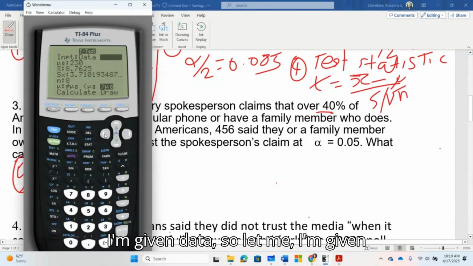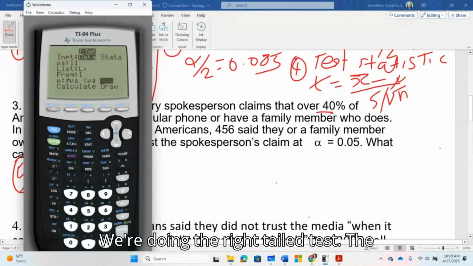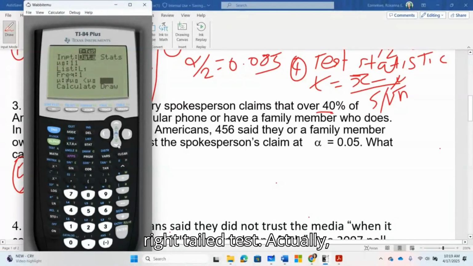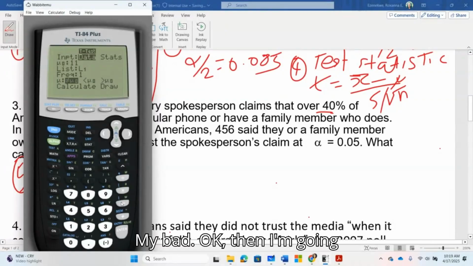Okay, what am I given? I'm given raw data. What is the mean of that raw data? The mean is 11. And what is the list? The list is L1. Is it raw data? Yes, it's raw data. We are doing the right tail test. Actually, we're doing a two-tail test. Sorry about that. This is a two-tail test. My bad.